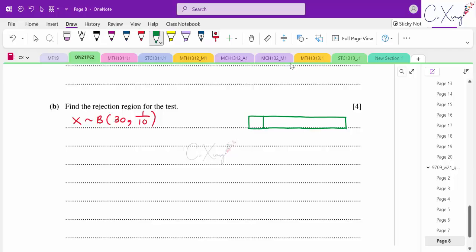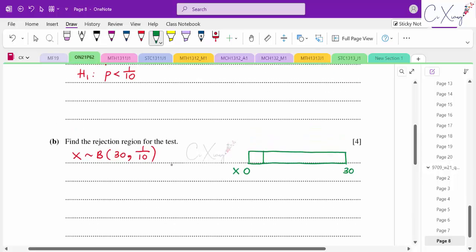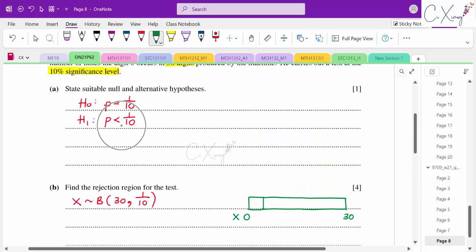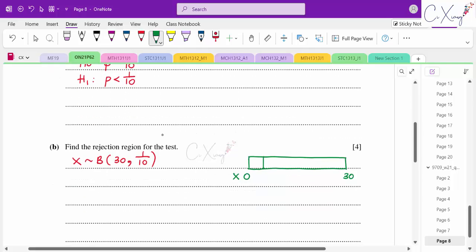Okay, I'm having the binomial distribution and I label the beginning of my bar here as 0 and the end will be 30. And this is a test on one tail, right? One tail test on the left, smaller than. So I draw a rejection region on the left.